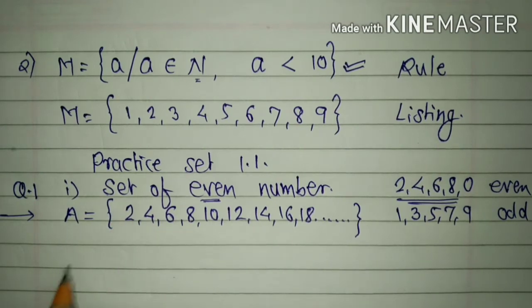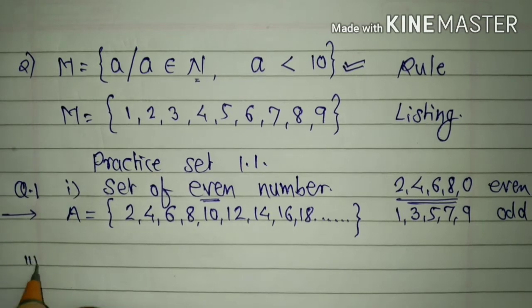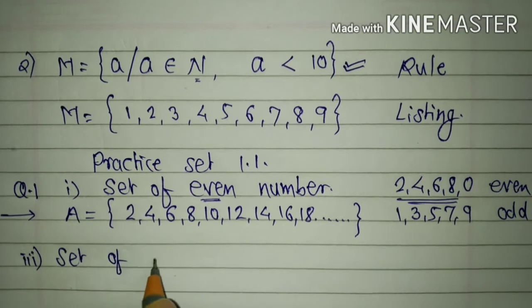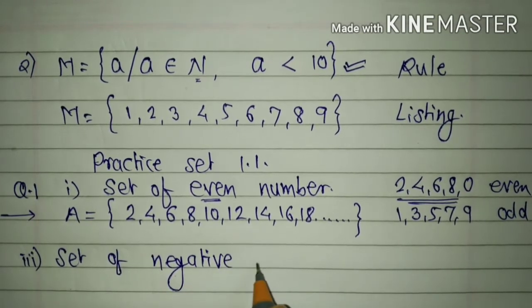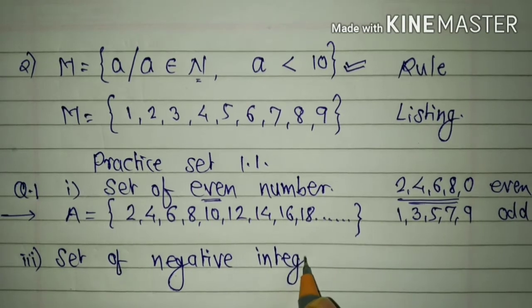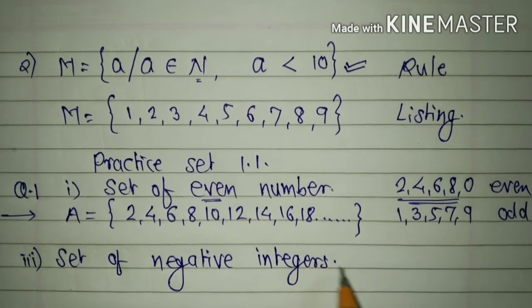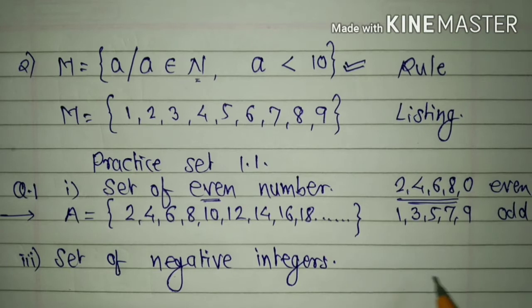Let us see one more example. Suppose I am taking the third one. The question is the set of negative integers. For that term, we must know what we mean by integers.